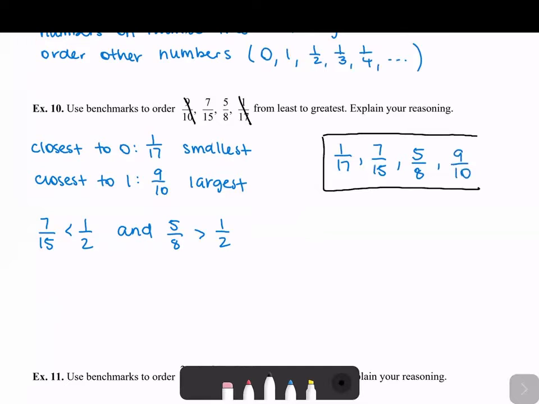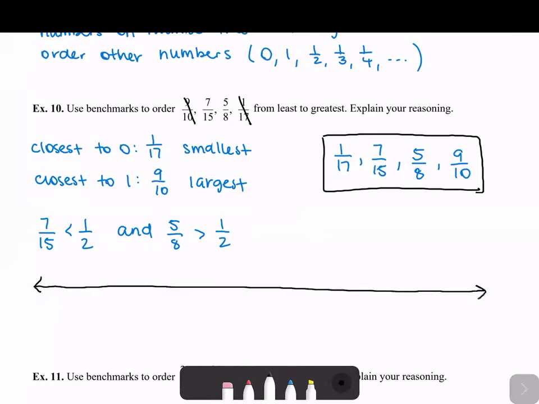And explaining our reasoning, this is all the work that we need to show. Closest to 0, closest to 1, and then comparing these two numbers to 1/2 is all the work that you need to show. But I want to make a number line just to illustrate more so how this works. Well, I guess I didn't need it to be that large.